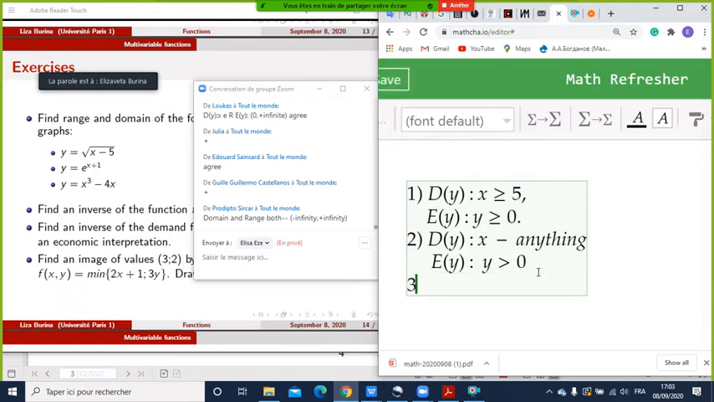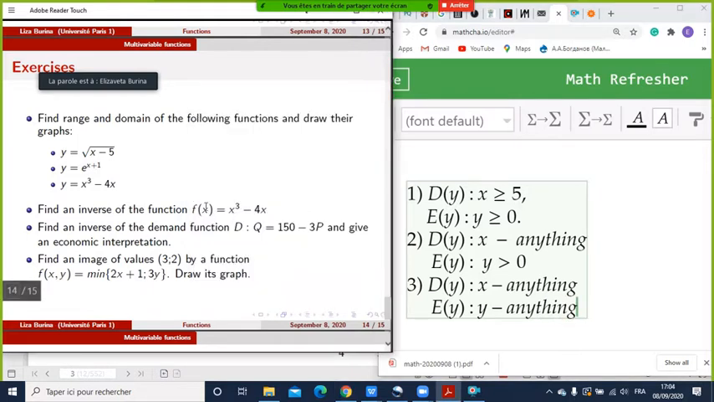So we have everything here. The previous whiteboard I already downloaded. So x anything, and y anything. Perfect. Now find an inverse of the function. So what will be the answer?